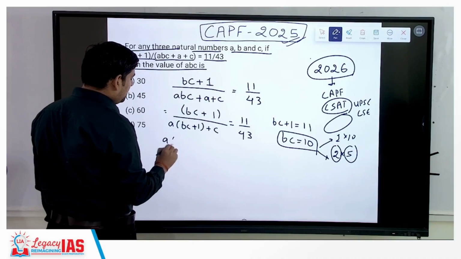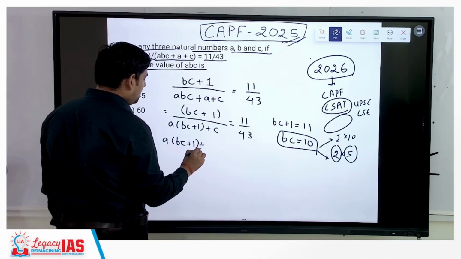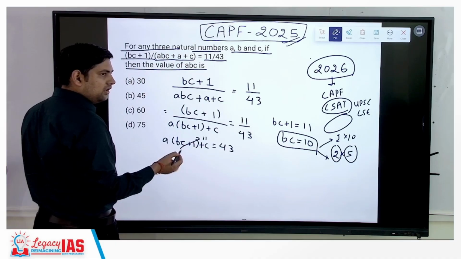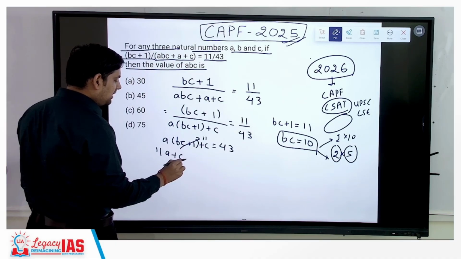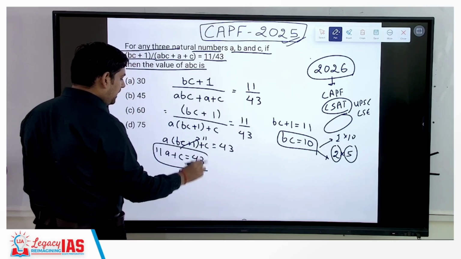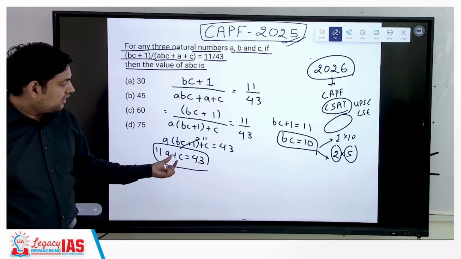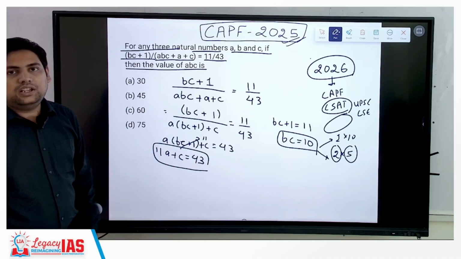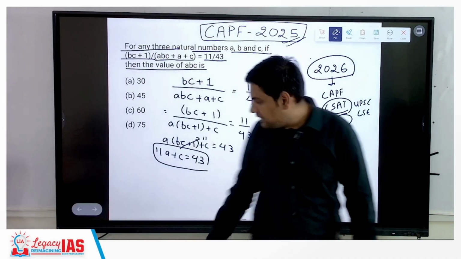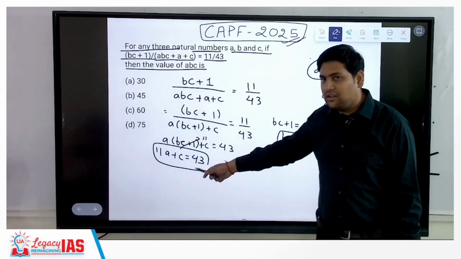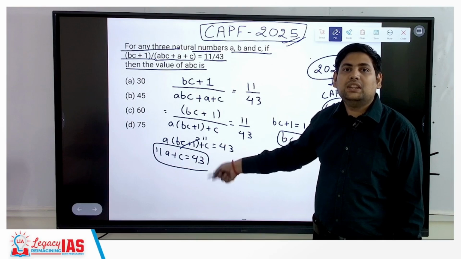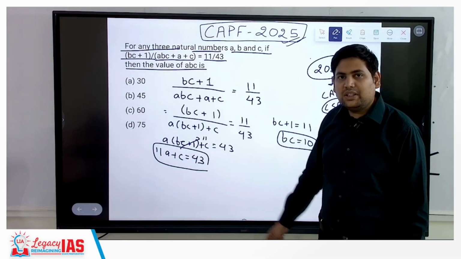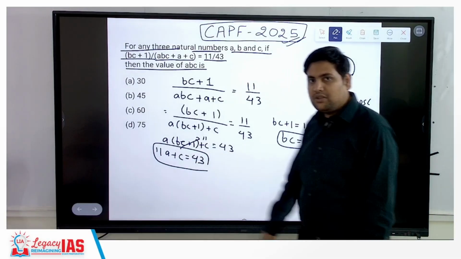So here if you try to put it, then A into (BC plus 1) plus C is equal to 43. Now this BC plus 1 is actually 11, so it becomes 11A plus C is equal to 43. Now for A to be an integer, C must be something which when subtracted from 43 should give you a multiple of 11. Correct? So if I put C as 5, 43 minus 5 will be 38. That is not a multiple of 11. Similarly, if you put 2, you will get 41. Again not a multiple of 11. So both of these values are not possible.